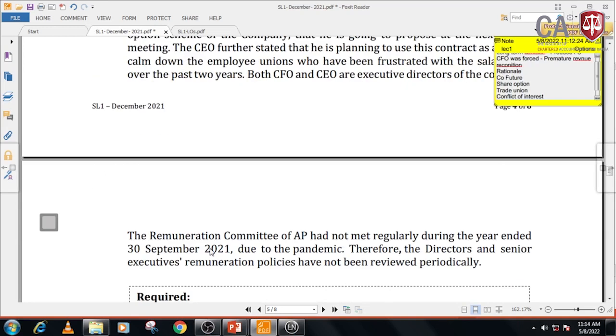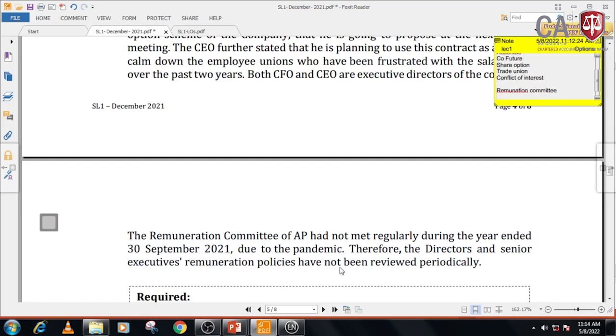Then the remuneration committee has not met regularly, and obviously that is a big issue, especially in a crisis time. You have to meet due to the pandemic. You can meet virtually, so that is a big issue. Therefore, the directors and senior executives remuneration policy have not been reviewed periodically, a serious issue. So, we can also write, I mean the examiner also expects in this question, to analyze remuneration committee practices.